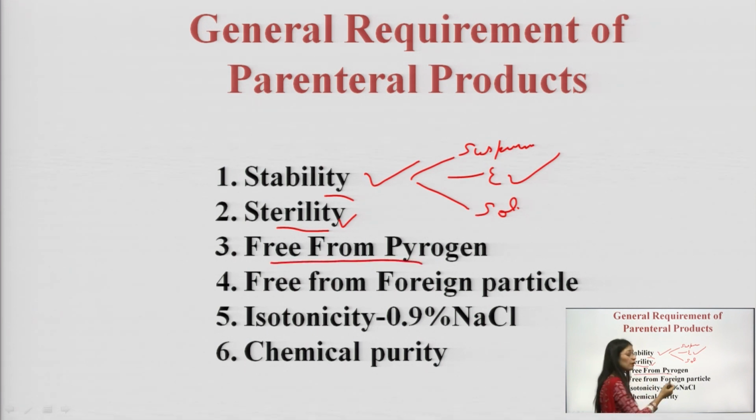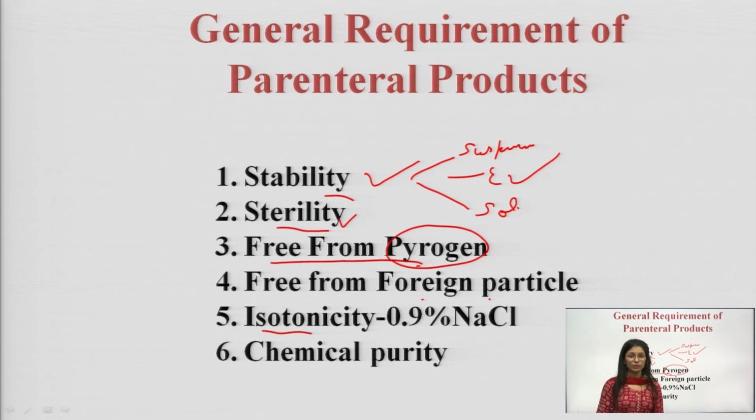Third point is, it is free from pyrogen. What are pyrogens? Pyrogens are those foreign bodies that, if entered inside the body, increase the temperature and cause fever. So, that is why we need to remove them. If our formulation has pyrogens inside it, obviously it can cause high temperature inside our body. Free from foreign particles. Obviously, we should take care that our product is free from foreign particles, because it is directly entering inside the bloodstream. So, it needs to be taken care that foreign particles are removed.